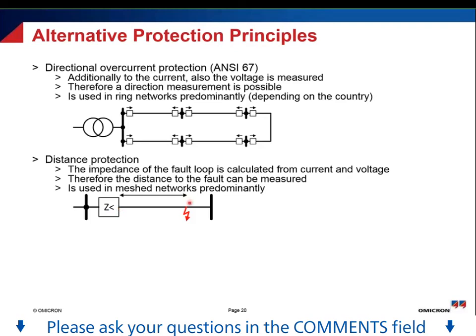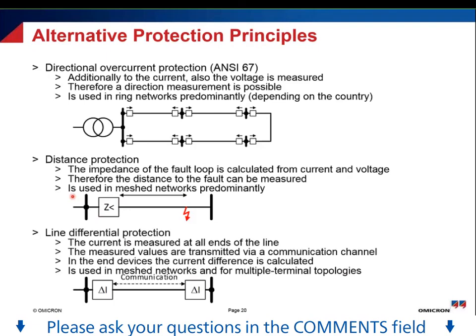And with this, I can selectively or mostly selectively say the fault is on my line that I have to protect, or the fault is not on my line, the fault is somewhere else. And distance protection is typically used in mesh networks, once again depending on the country. Also oftentimes used in high voltage or also transmission systems.